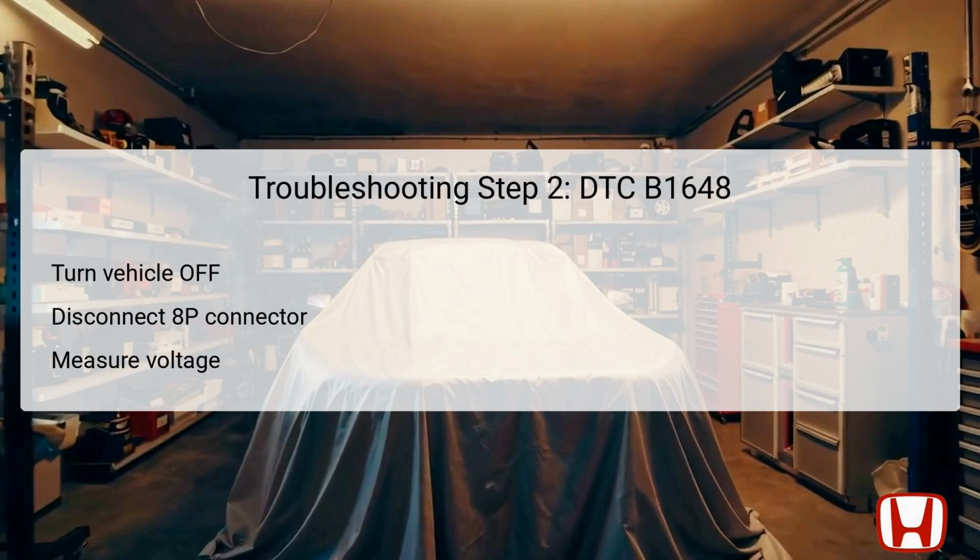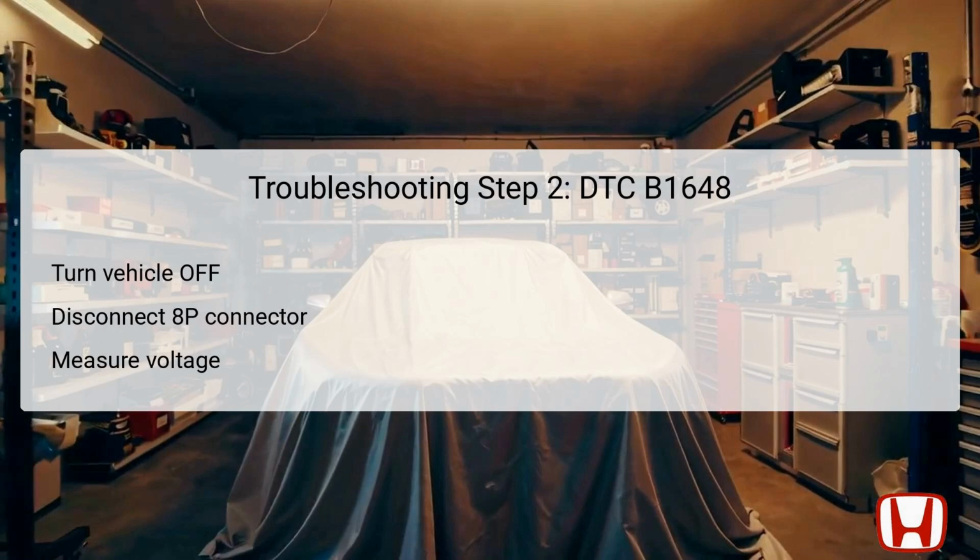For the second troubleshooting step, start by turning the vehicle to the off or lock mode. This is crucial to ensure safety while disconnecting electrical components. Next, disconnect the front passenger's door outer handle 8P connector to isolate the antenna circuit from other systems. Once the connector is removed, turn the vehicle to the on mode to acquire measurements.